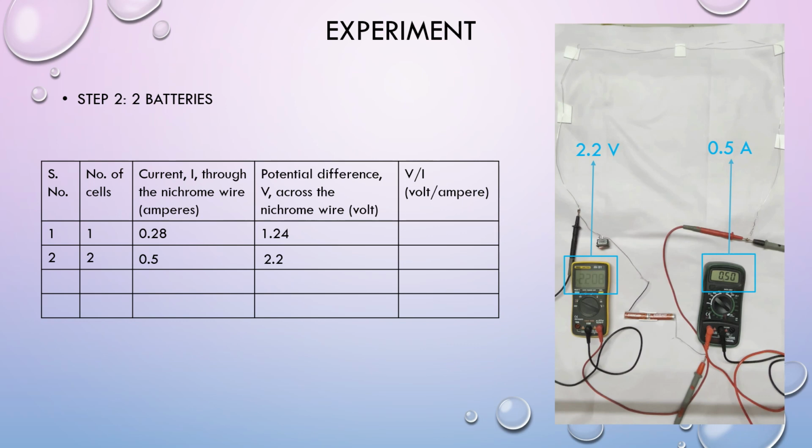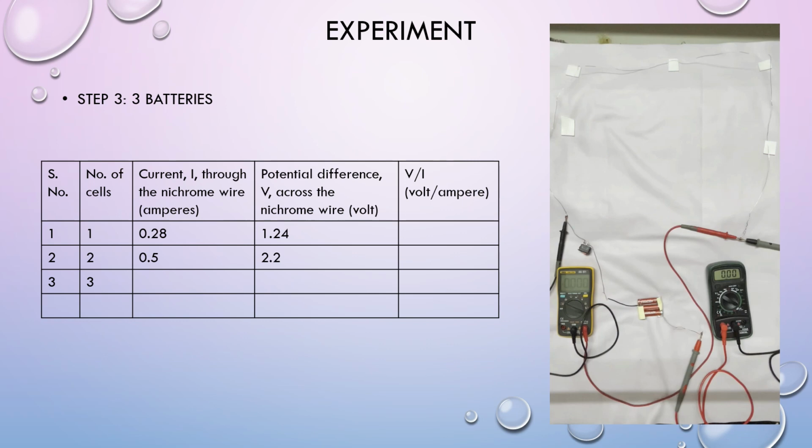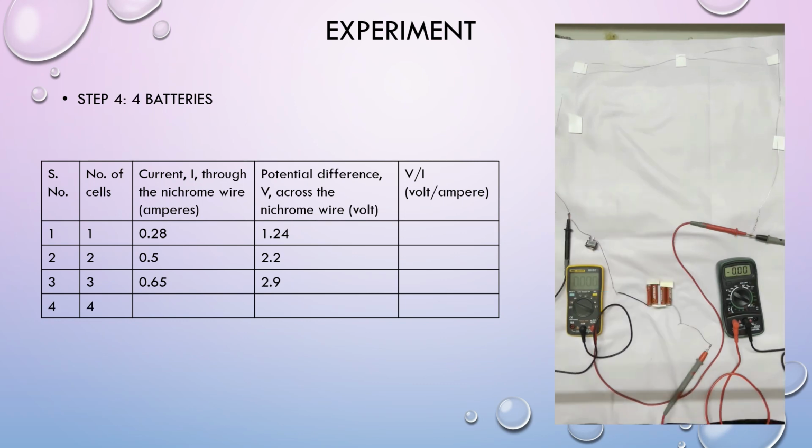Next, we will move on to a case with 3 batteries. So now we have 3 batteries here again in series. We will turn the network on and see the values. Okay, so as we can see here, the current flowing through the nichrome wire is 0.65 amperes and the potential difference across the nichrome wire is 2.9 volt. So we will mark these values here, and finally we consider a setup with 4 batteries.